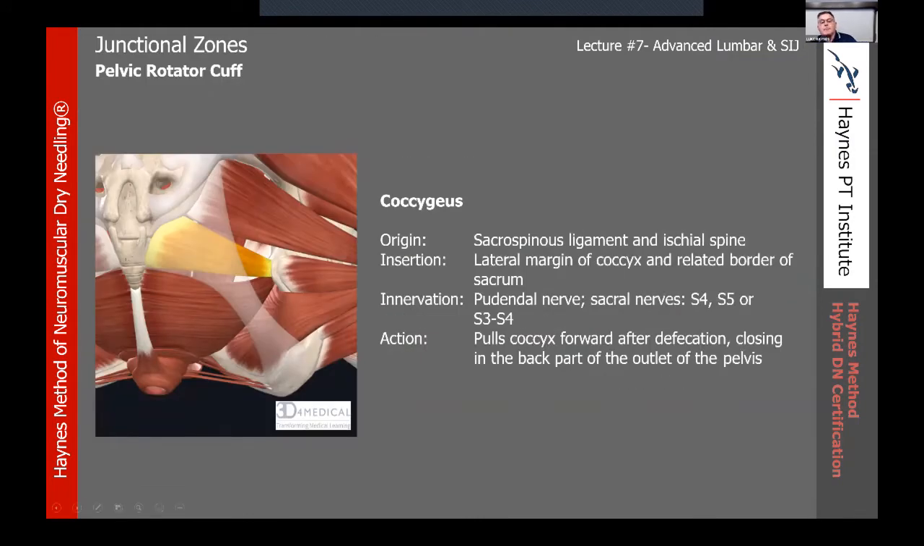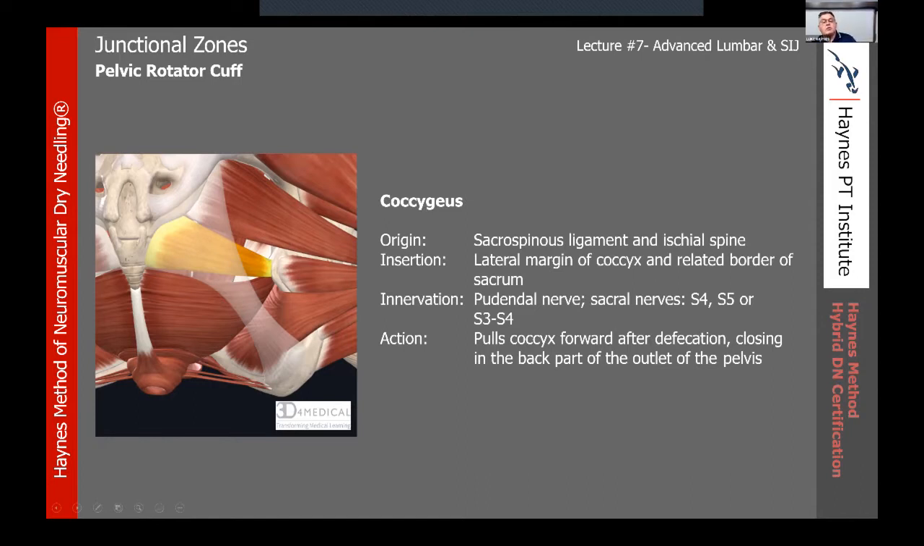Coccygeus, the origin, the sacrospinous ligament and the ischial spine. So here, and then it inserts into the lateral margin of the coccyx and the related border of the sacrum. It's innervated by the pudendal nerve and the sacral nerves S4, S5, or S3, S4. Its action is it pulls the coccyx forward after defecation, closing in the back part of the outlet of the pelvis.